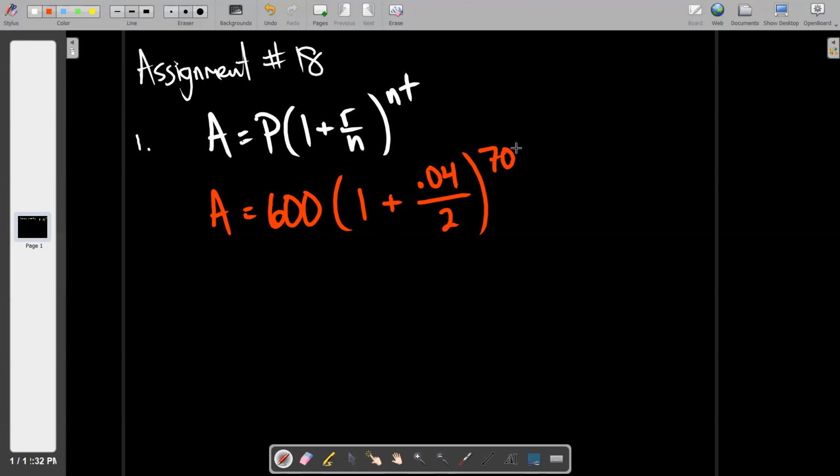And what am I going to put for that exponent of N times T? 70. Very good. As I said, this is not an algebra problem in the sense that we have to do stuff like roots and logs. It's just type it in. Anytime you solve for A, it's just type it in. So when I type this into my calculator, 600, you don't have to put times, remember, just parentheses are fine. Then 1 plus 0.04 divided by 2, close parentheses, exponent button, 70. You should all have gotten a final answer of $2,399.73.